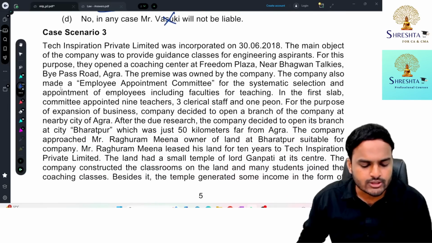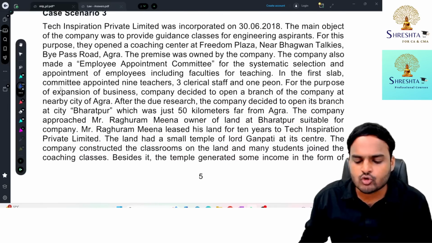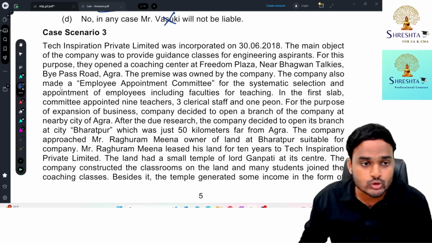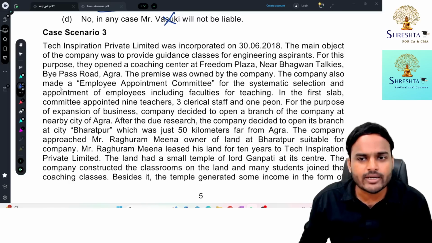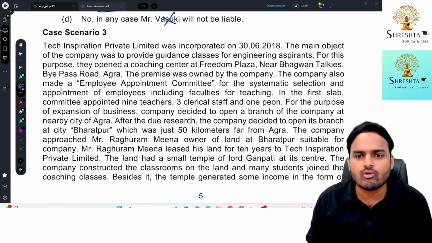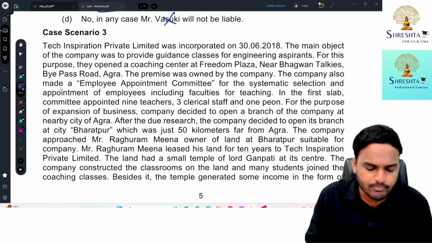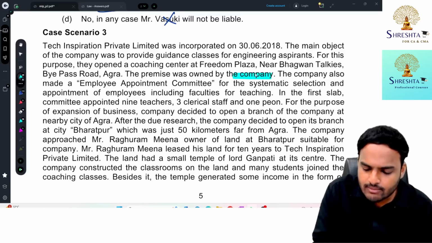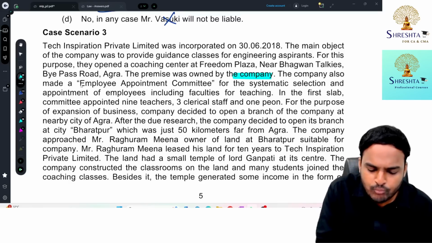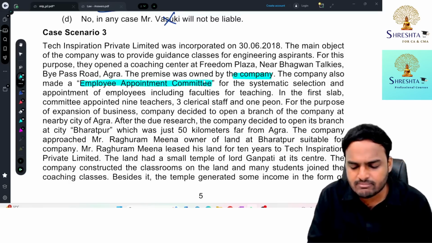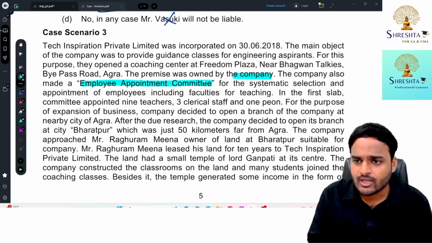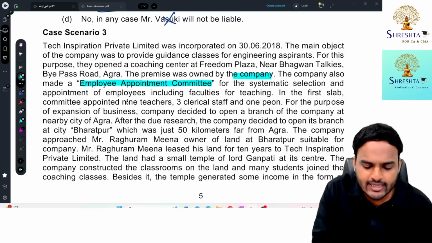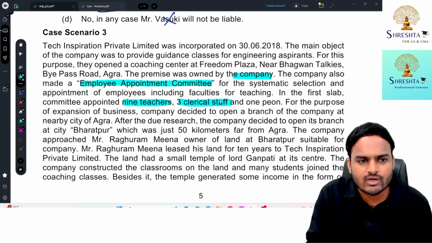Next, case scenario 3. Tech Inspiration Private Limited was incorporated on 30th June 2018. The main object of the company was to provide guidance classes for engineering aspirants. For this purpose, they opened a coaching center at Freedom Plaza near Bhagwan Talkies, Bypass Road, Agra. The premises was owned by the company. The company also made an employee appointment committee for the systematic selection and appointment of employees, including faculties for teaching. In the first slab, the committee appointed 9 teachers and 3 clerical staff and 1 peon.